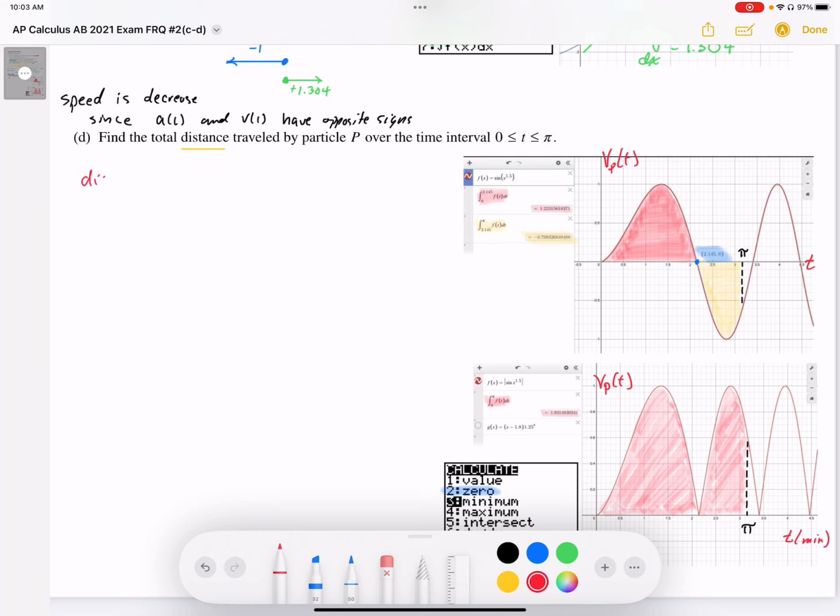So the distance is equal to the integral from 0 to 2.145 under our Vp of t, plus the negative, or the opposite, of the area from 2.145 all the way to pi under that same graph.